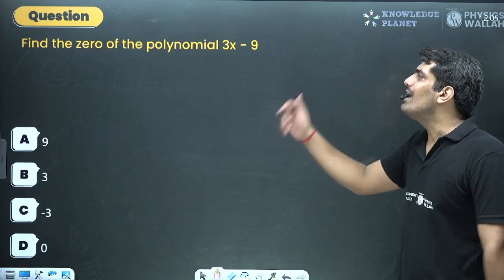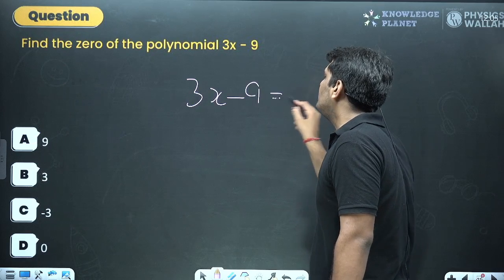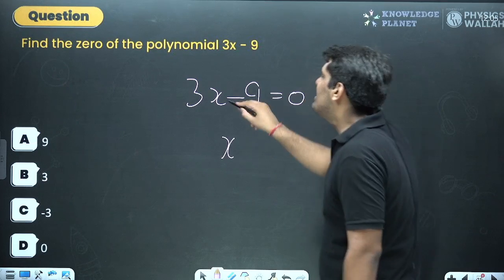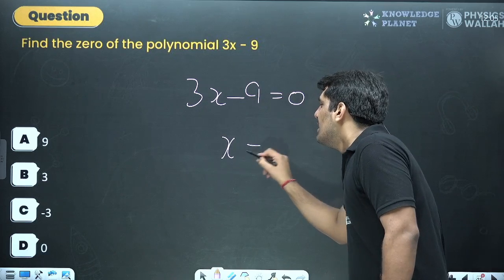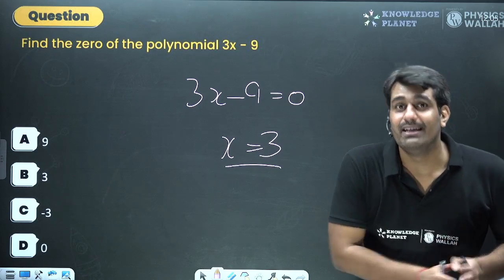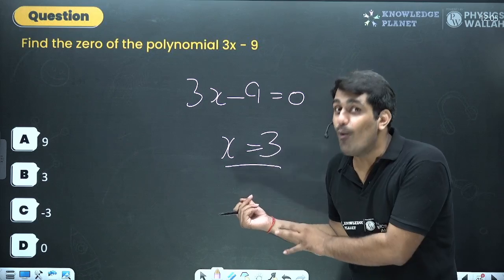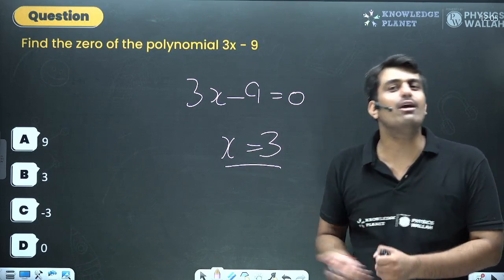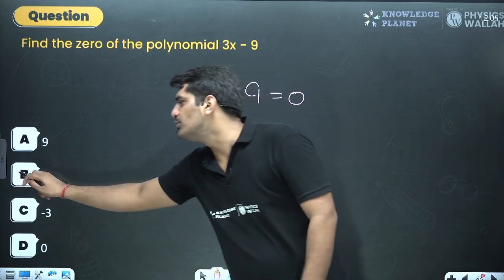One more. Find the 0 of the polynomial 3x minus 9. What we need to do is just equate it to 0 and solve for the value of x. 9 goes on the other side, it becomes positive 9 divided by 3. In one step, I have written it over here. You don't even need to write it, though in the examination you have to write. But when you are asked simply orally, then you can do it orally as well. For linear polynomials, it's very simple. The answer over here is x equals to 3.